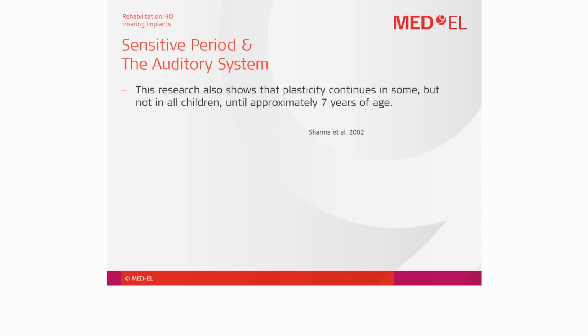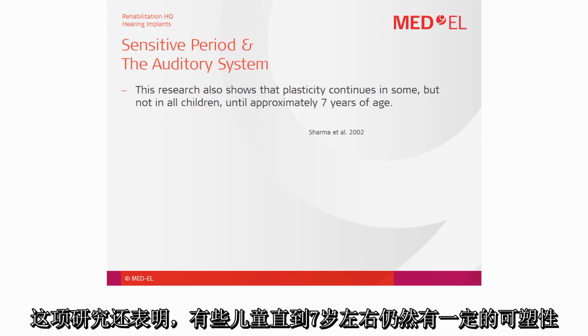And as professionals working in the field, we need to take this information and advocate for children to receive cochlear implants as early as possible when they're indicated. But this research also showed that there is some plasticity that continues in some children until around about the age of 7 years.